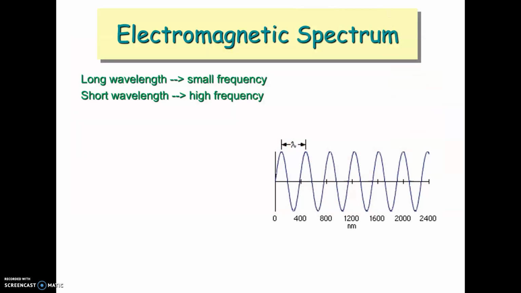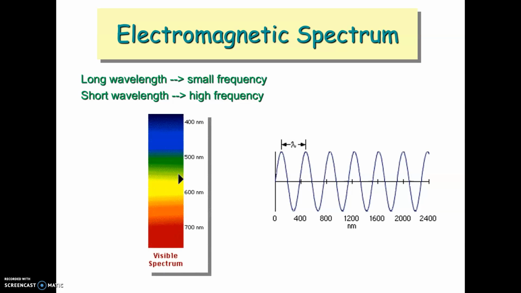So the electromagnetic spectrum, again, remember they're inversely proportional. If the wavelength gets bigger, the frequency is smaller. If the wavelength is shorter, the frequency is higher, which makes sense, right? More waves are going to pass per second. You're going to get more full waves per second if the wavelengths are smaller.